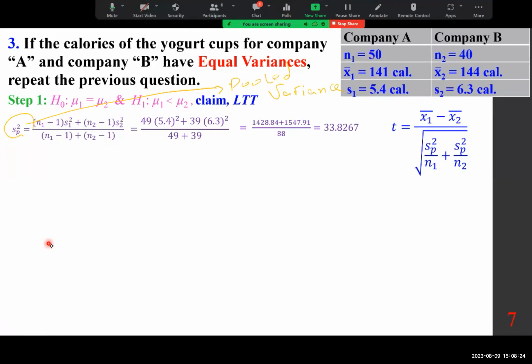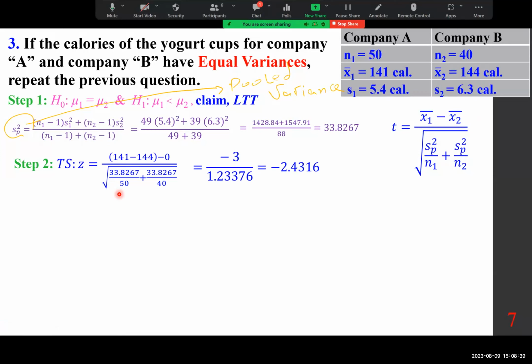That's the terminology. The second step is now to calculate the test statistic using this formula. And we're going to use S sub p in each case. Using a calculator, we end up with this, negative 2.4316. And the next step is the critical value.